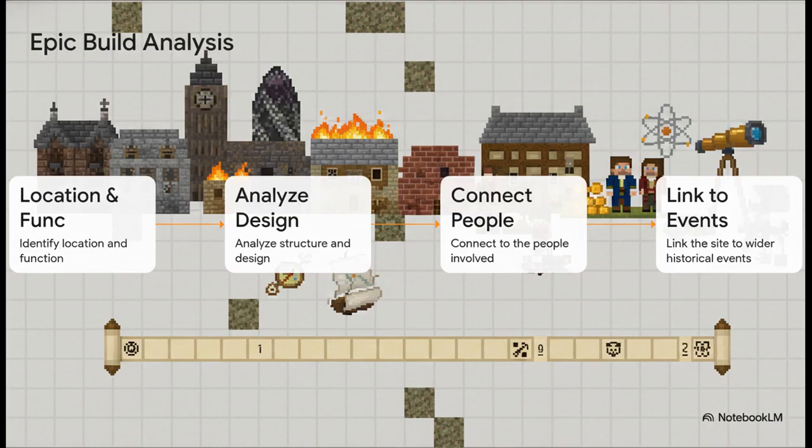And finally, step 4, and this is the absolute big one. Link the site to the wider historical events we've been talking about. Does this building reflect the wealth from the new global trade? Does it show the scientific influence of the Royal Society? You have to connect the physical bricks to the historical timeline.